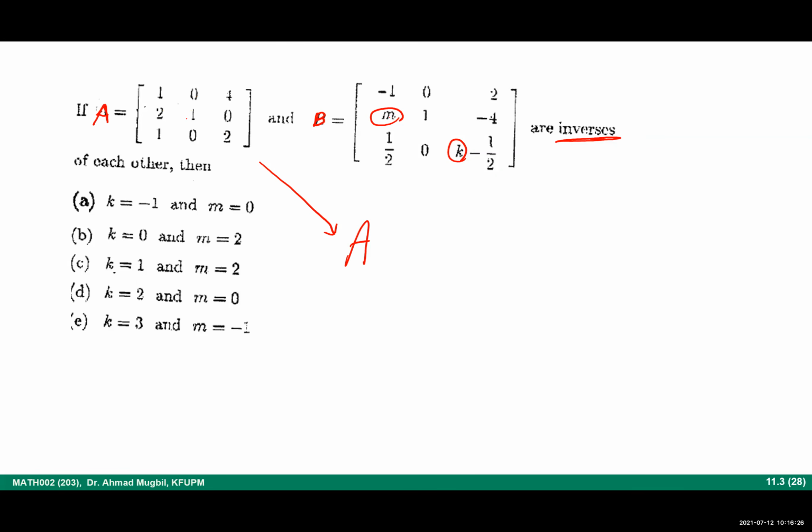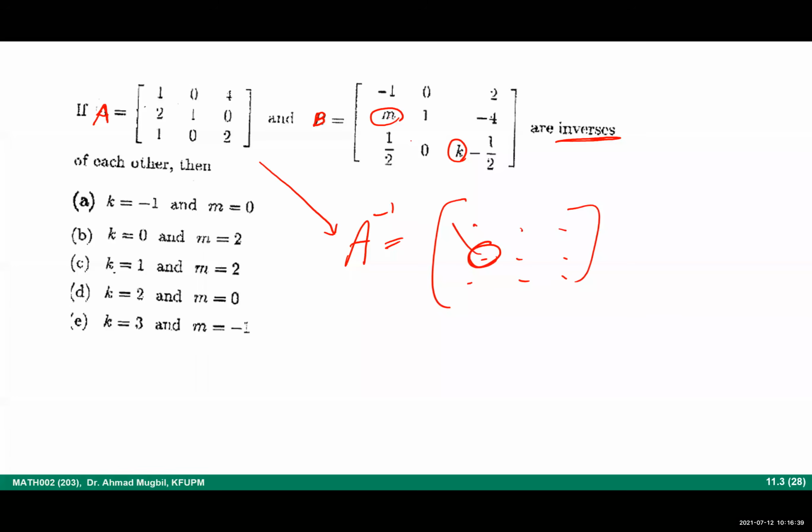I can solve it. I can find the inverse. Then I will compare it. I will find the inverse, so I will have here 9 numbers. The number that I will have here will be M. The number that I will have here will be K minus a half. This is one way. It is an option, but it is not the best option.